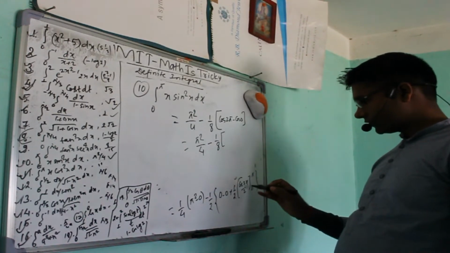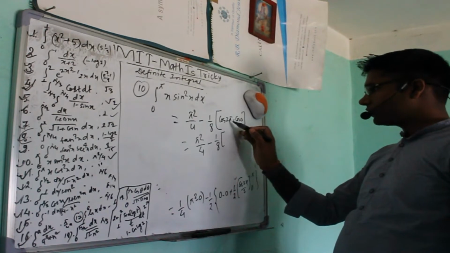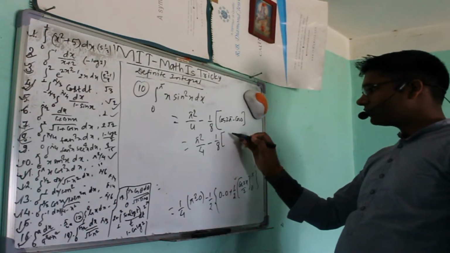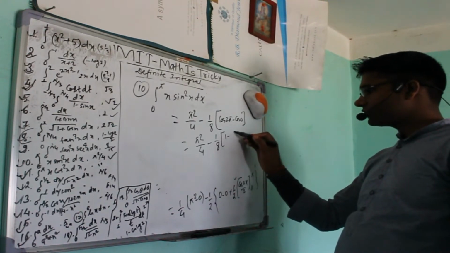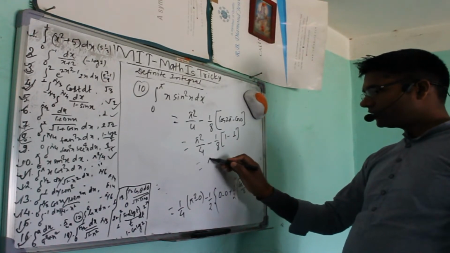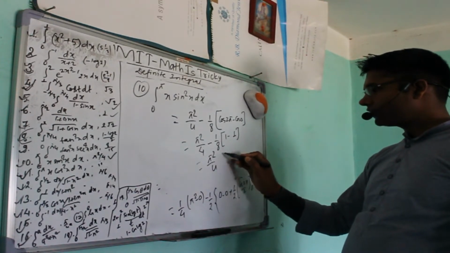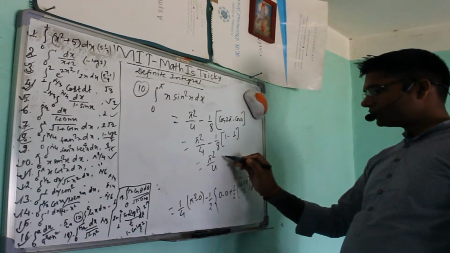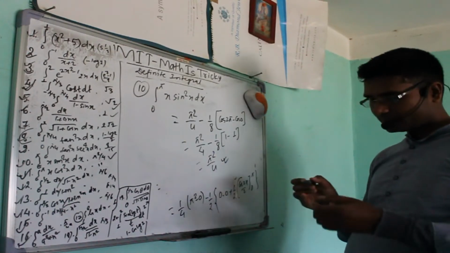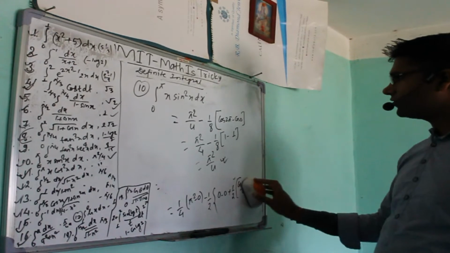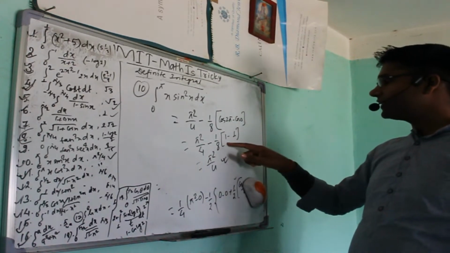Let's see, simplify in this way: from 0 to pi by 4, tan x into tan square x dx. Then we can write from 0 to pi by 4, tan x times sec square x minus 1 dx.